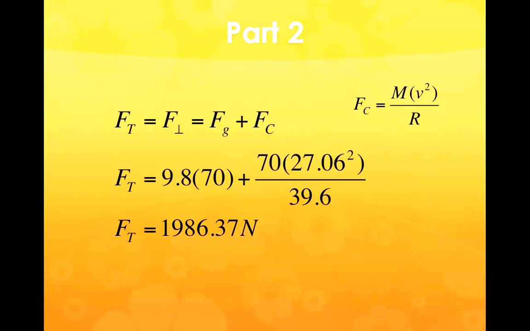And for the second part now, I was supposed to find the force of tension at that point at the bottom of the swing. So now the force of tension will be equal to the perpendicular force of net force. And the forces we have acting on that are the force of gravity and the centripetal force, which is equal to mass times velocity squared, all divided by the radius of the kissing circle, which again is the length of our rope. So, plugging in our numbers using the velocity from before that we just solved for and the length of our rope, we get the force of tension is equal to 1986.37 newtons.